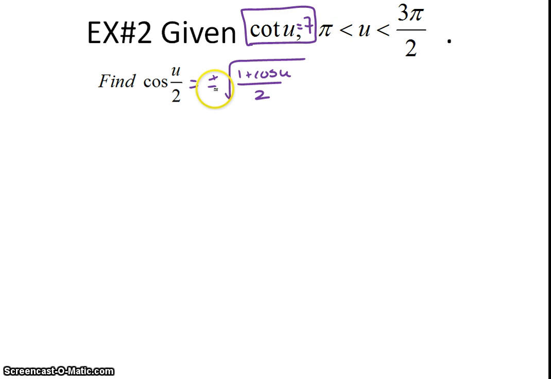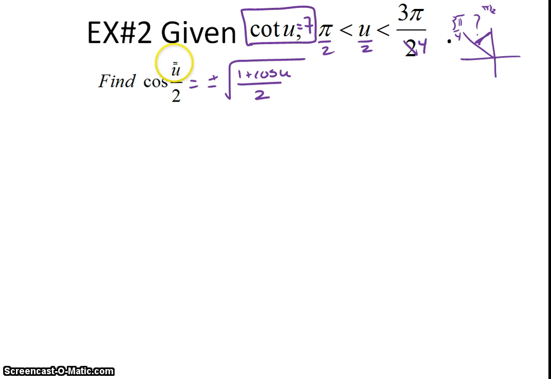Now remember, we have to pick either plus or minus based on where u over 2 is. And we always pick this based on where u over 2 is. We want to find cosine of u over 2. So if I take where u is, which says it's between pi and 3 pi over 2, I can find where u over 2 is by dividing everything by 2. Okay, so when I divide everything by 2, or multiply it by 1/2, u over 2 is between pi over 2 and 3 pi over 4. Well, here's pi over 2, and here's 3 pi over 4. So my u over 2 is somewhere in this region here.